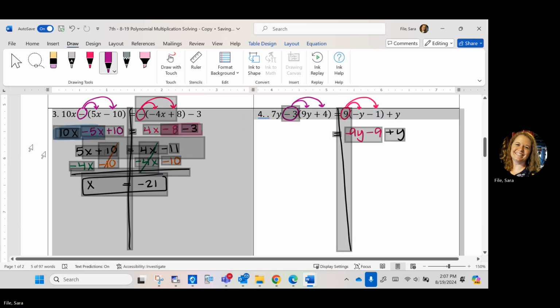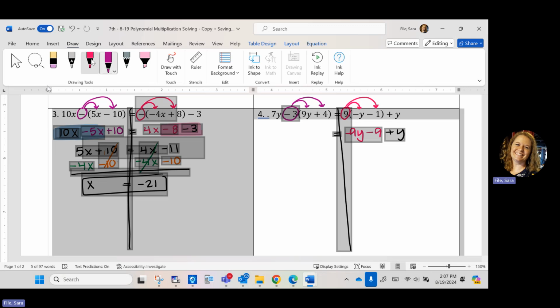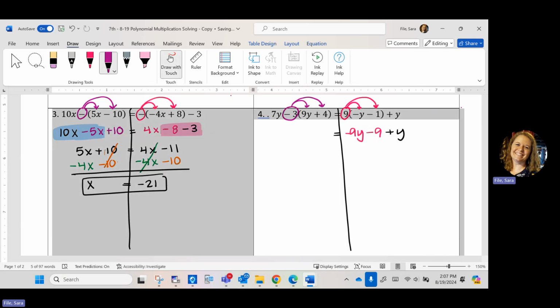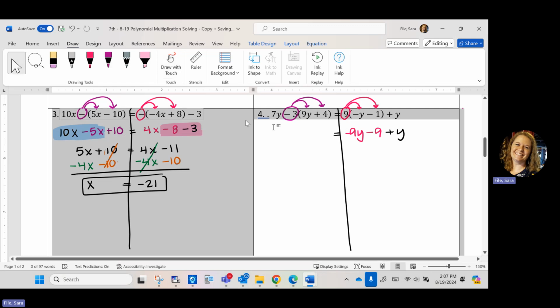Come on. I don't know why all this is highlighted. Come on, get out of here.